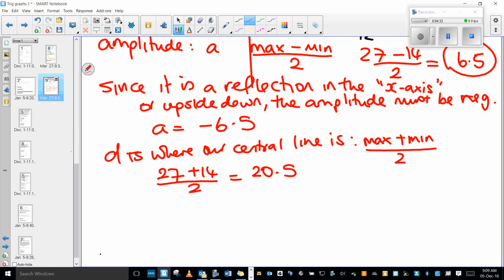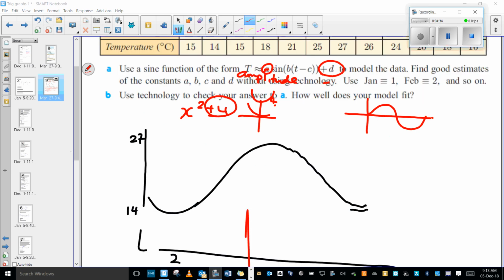Alright, okay, so we've done A, we've done D. What does C do to the graph? It's shifting it side to side. So we have to say again, because it's negative, it shifts to the right. This is a translation, not a stretch. So it's shifting it to the right.